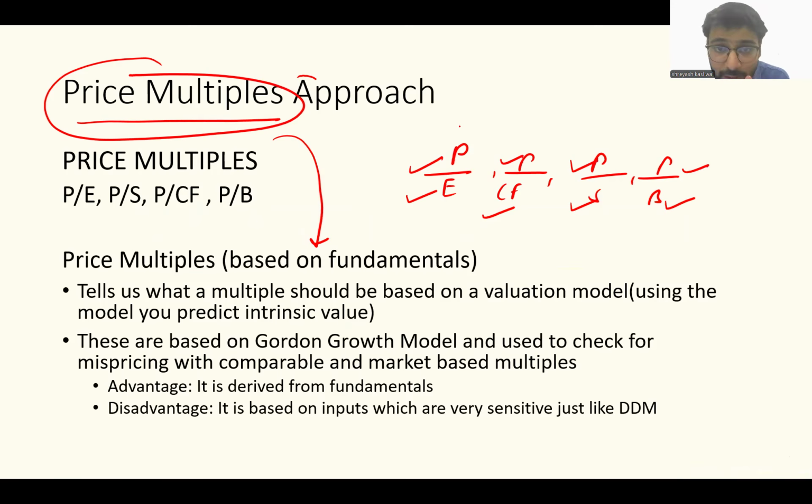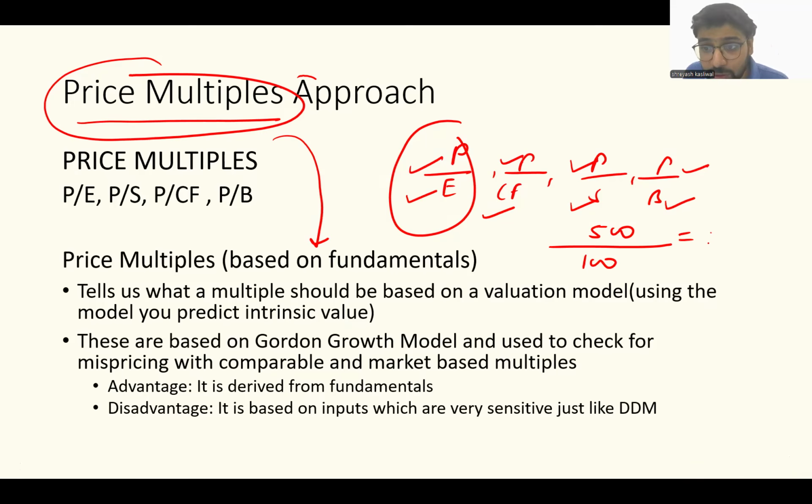Sir, we'll understand the P to E ratio and how exactly you interpret this ratio. Let's say, for example, the market price of a particular stock is 500 and the earnings per share of that stock is 100. That means 50 times is the valuation of that stock. Sir, what do you mean by that? For every 1 rupee of earnings, the price of that stock is 50 times.